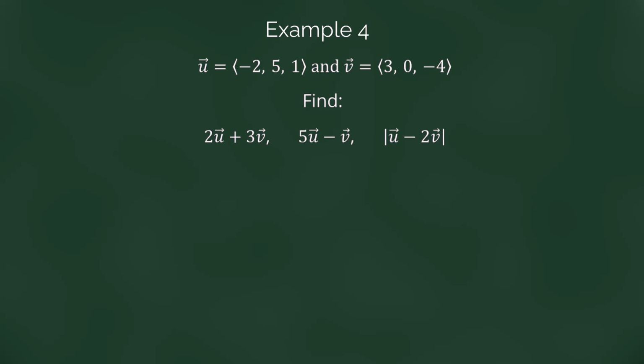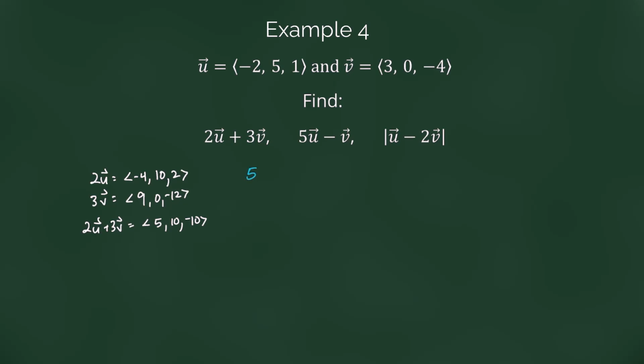Combining vectors in 3D works exactly the same as it does in 2D. So here we have two vectors u and v, and the first thing we want to do is find 2u plus 3v. So the vector 2u is the one that's twice as long as u. So 2u is going to be the vector negative 4, 10, 2. And 3v is going to be 3 times as long as v, so that's going to be the vector 9, 0, negative 12. And so when we add them, we just add them component-wise, and we get the vector 5, 10, negative 10.